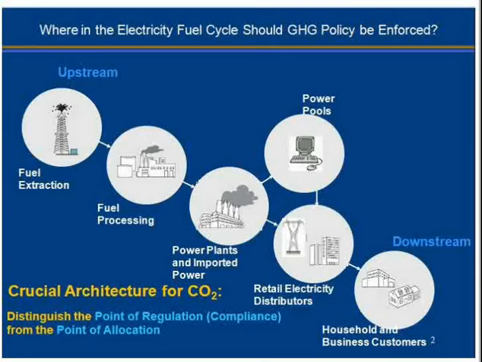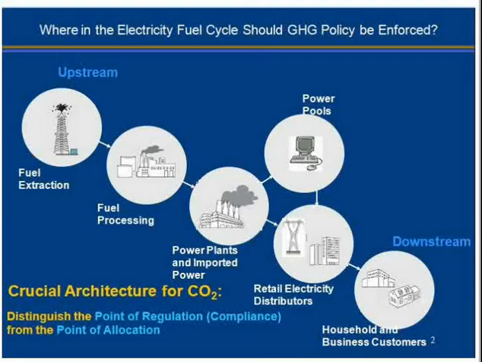Those are the entities that would have a legal obligation to surrender an emission allowance for every ton of emissions associated with their economic activity. But there's another alternative, which is to go further downstream and to regulate at the retail electricity distributors, which are the load-serving entities that Rich mentioned a moment ago. These are the companies that send your electricity bills to you, essentially.